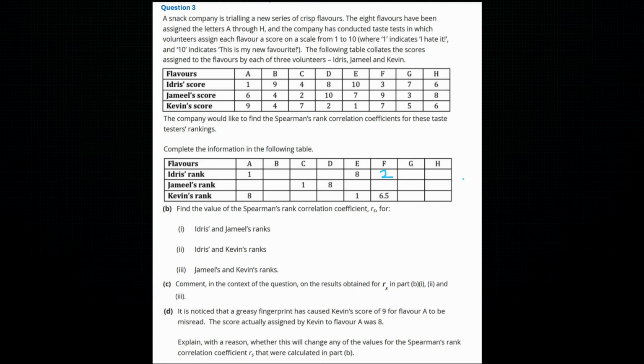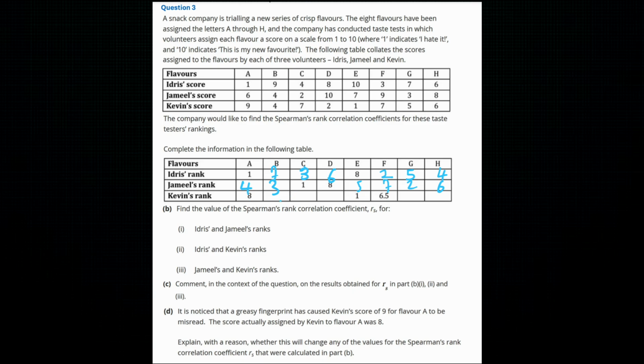So 3rd, 4th, 5th, and we've got 6th and 7th. You're just ordering it from smallest to largest. I've done this previously, so I'll just fill out the data as to save time. So 4, 3, 5, 7, 2, 6.